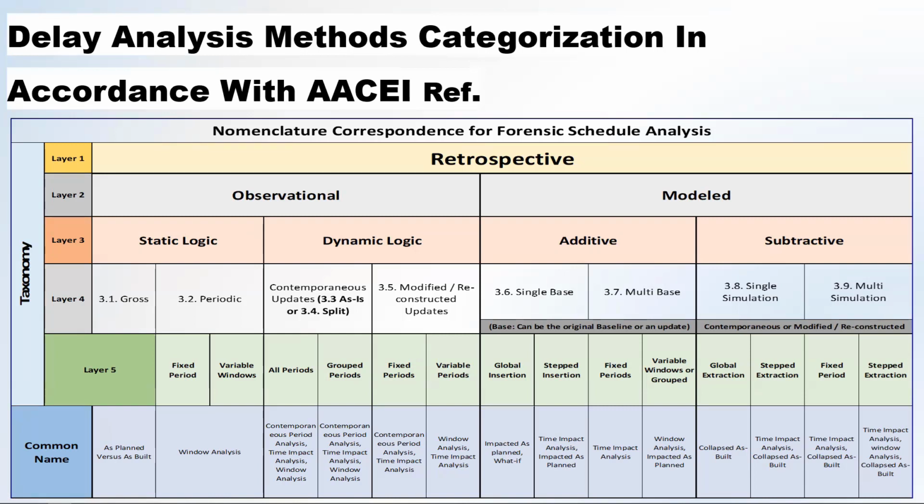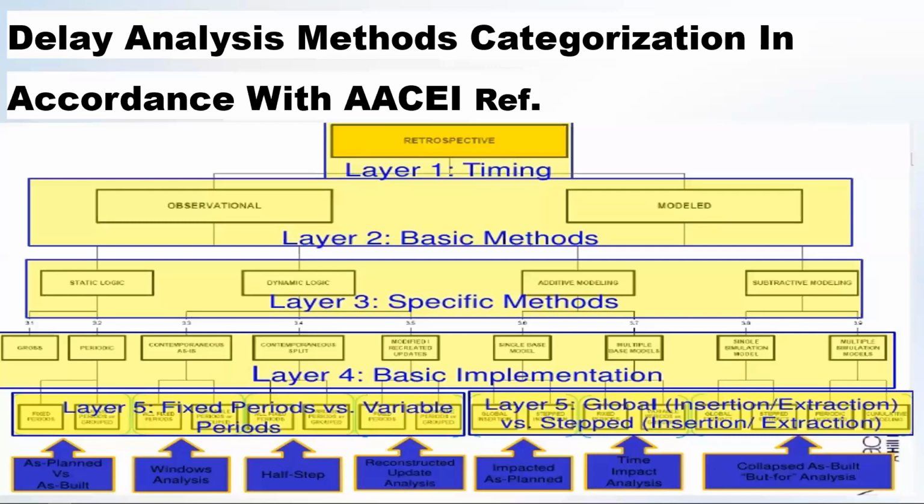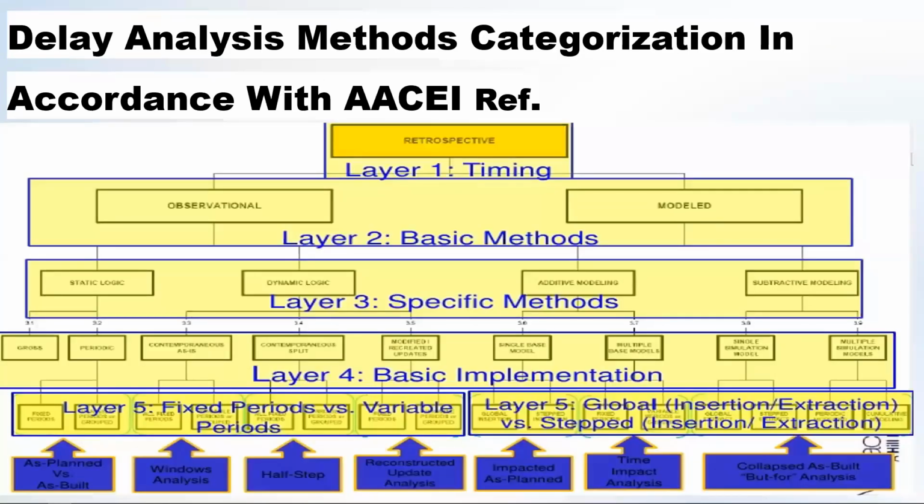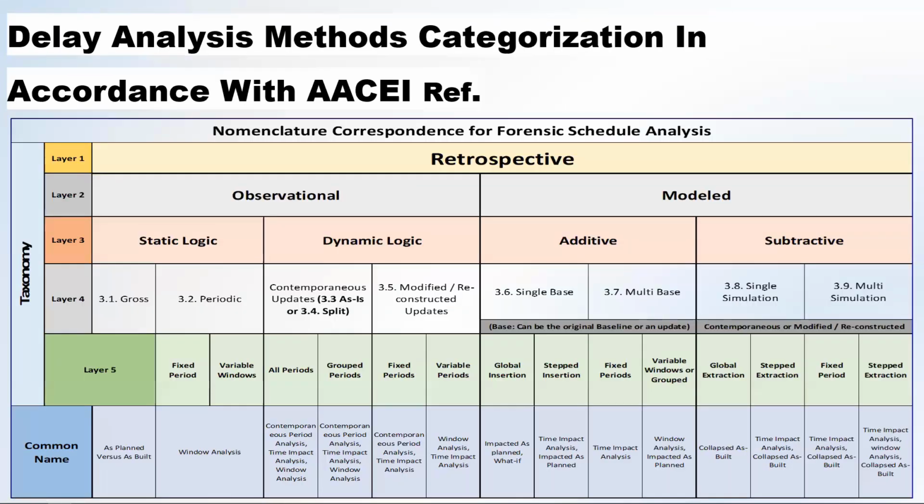In the retrospective, we have two big categorizations called the observational or modeled. Layer number one categorizes the methods based on timing. Layer number two categorizes the methods based on something called the basic method. So the basic method is either observational or modeled.